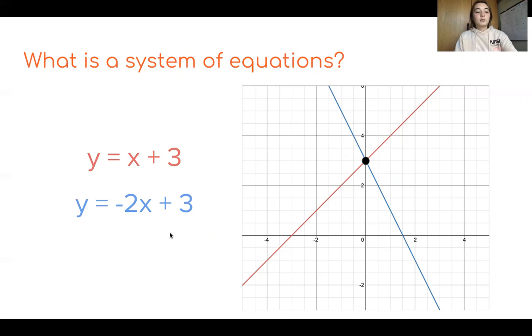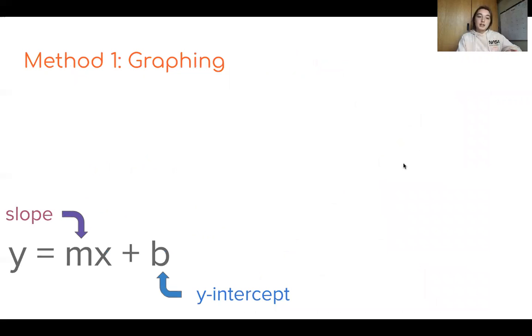Now, in solving a system of equations, we're trying to find a solution to this equation over here that is the same as the solution to this equation, and we can see that in an intersection point. So the first method we're going to be using for solving a system of equations is graphing, because that's what we've been talking about.